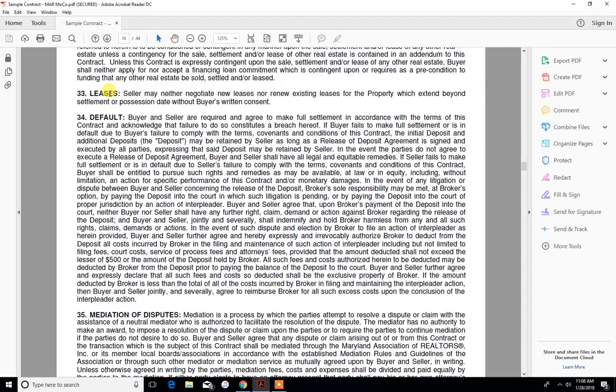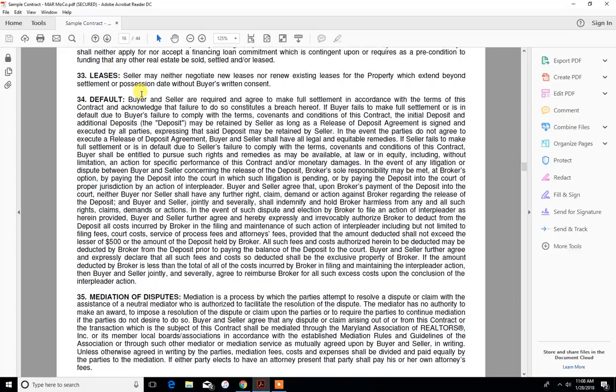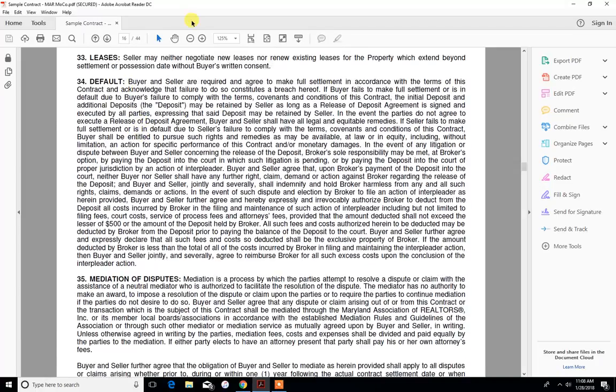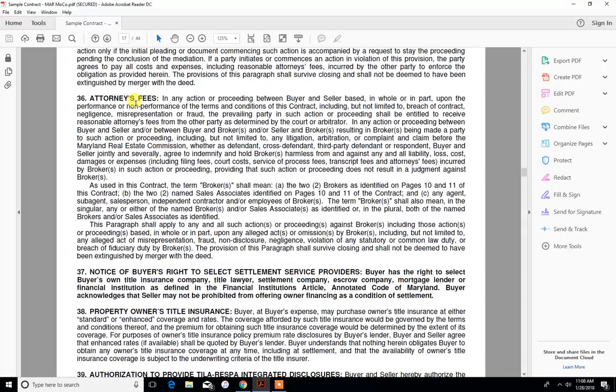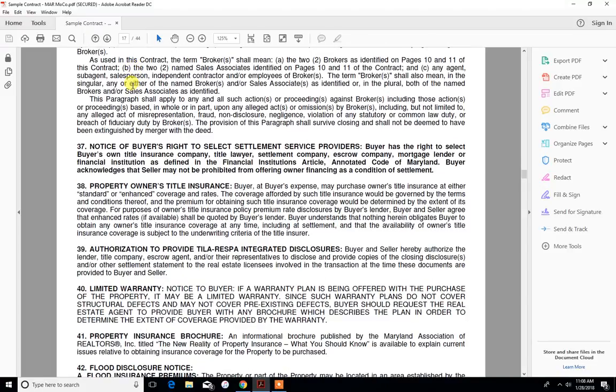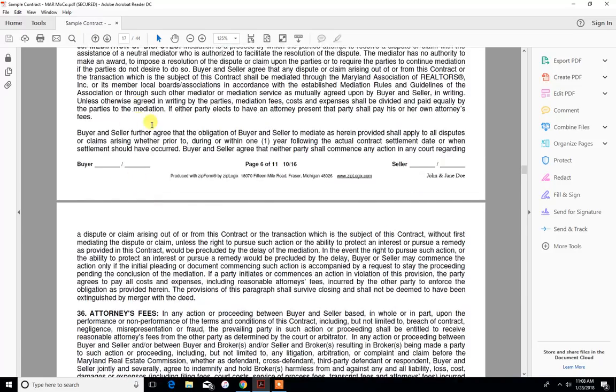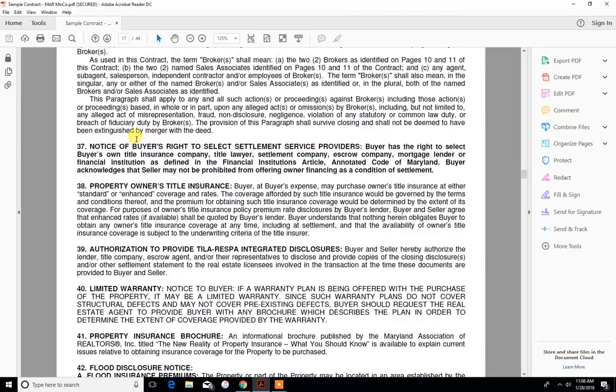This paragraph says if the seller has any renters in there, they cannot extend the lease beyond when you take over. The next paragraphs talk about defaulting and mediation and all that. You can read that on your own. Go ahead and initial here and here. Same thing, attorney's fees. That's a continuation of this, so that's stuff you can read on your own.